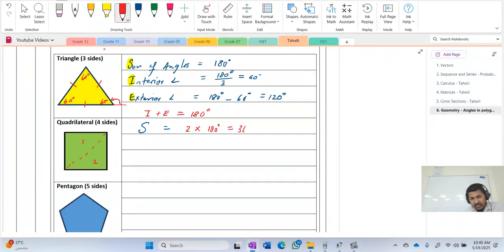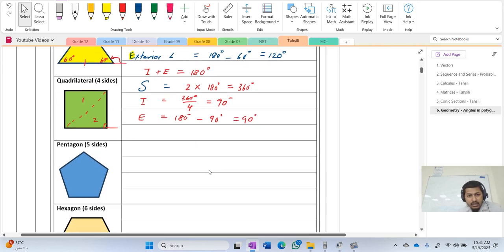And remember, this is a square because all sides are the same, so each angle is 90. So the interior angle is equal to 360 divided by 4, because this quadrilateral has 4 sides and it's a square. So we're getting 90 degrees. If the interior angle is 90, then the exterior angle is 180 minus 90, so we are getting 90 degrees here as well. I hope you guys are understanding. Moving on to the next problem.